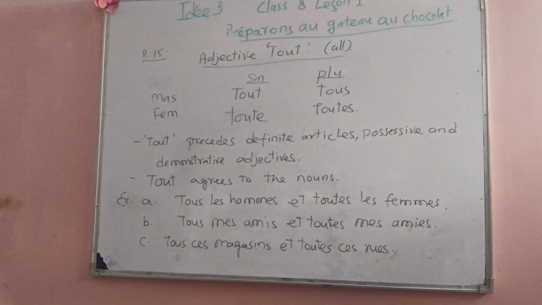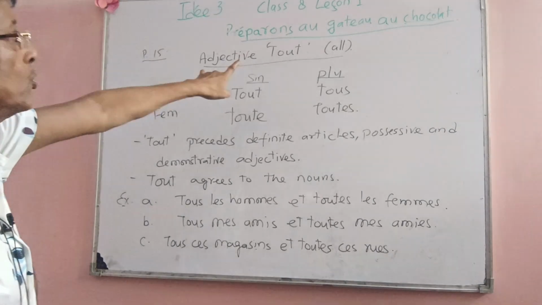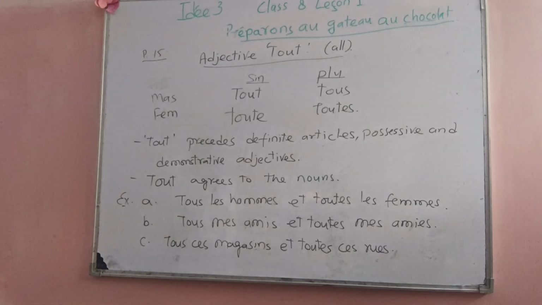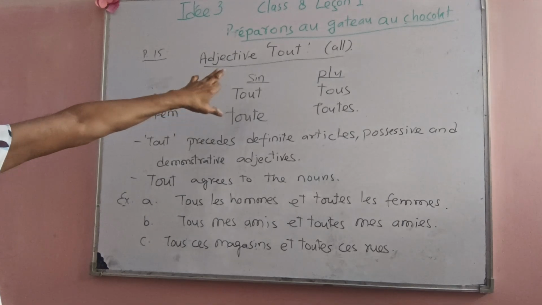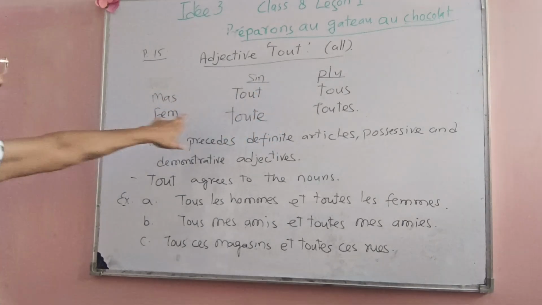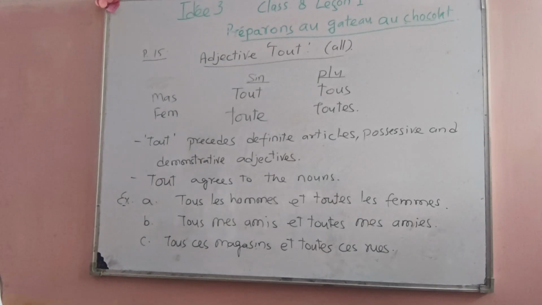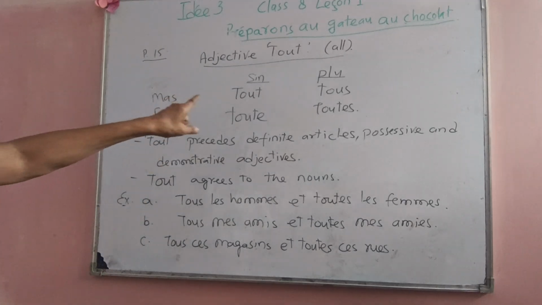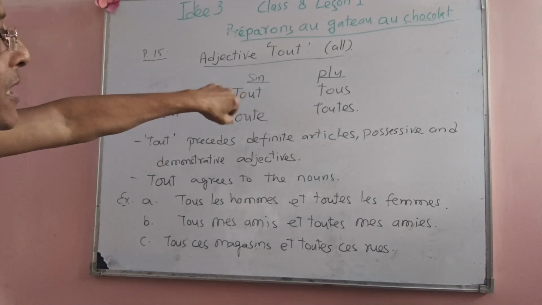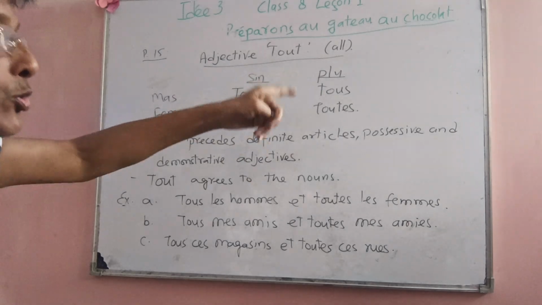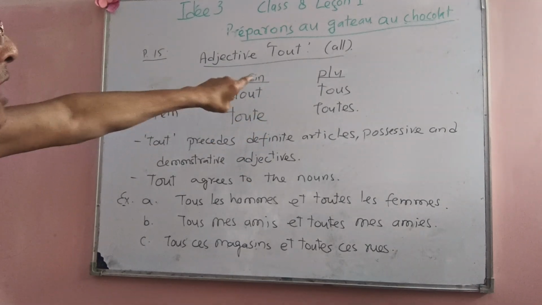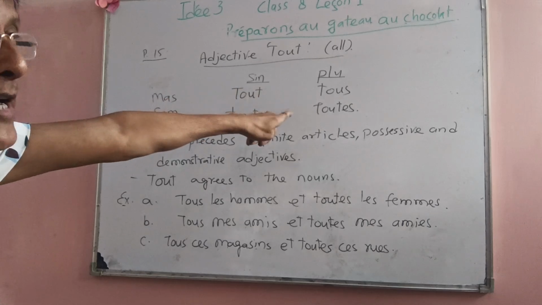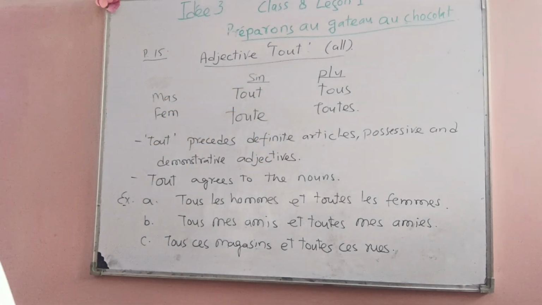Now, the adjective tout on page number 15, class 8. The adjective tout means all. How do we use it? It is used in singular and plural, masculine and feminine. Masculine singular: tout, T-O-U-T. Plural: T-O-U-S, tous. Feminine singular: toute, and plural: toutes. You add an s there to make it plural.